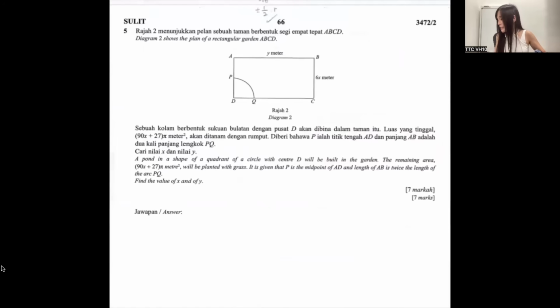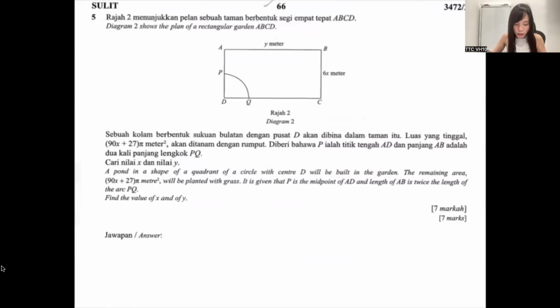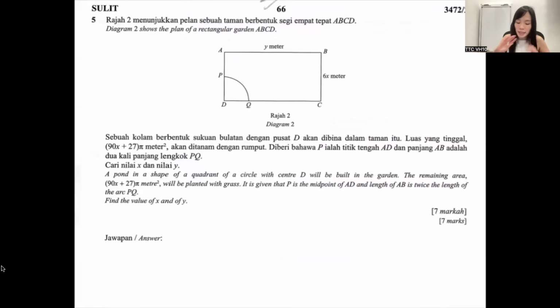Question 5. They say, diagram 2 shows the plan of a rectangular garden ABCD. So now they say a pond is in the shape of a quadrant of a circle with center D. So guys, quadrant, you know what is quadrant, right, my dear? A circle is a circle. Cut half, called semicircle. Cut another half, called quadrant. So quadrant is always a 90-degree one, with center D. So with this sentence, I know they're talking about this yellow color one. So this is the pond they are talking about, okay?